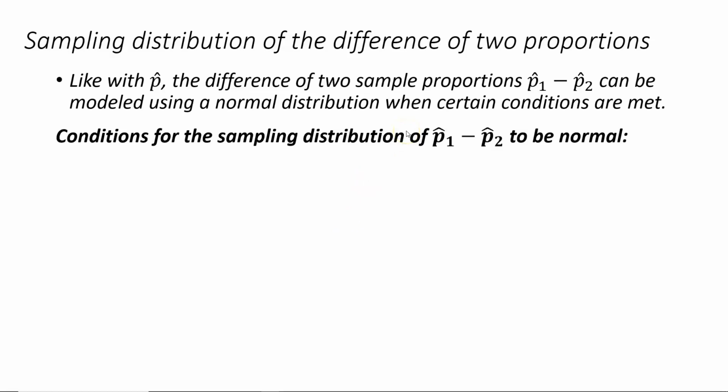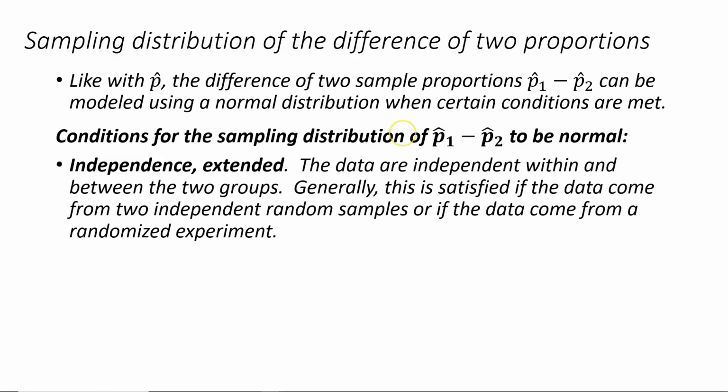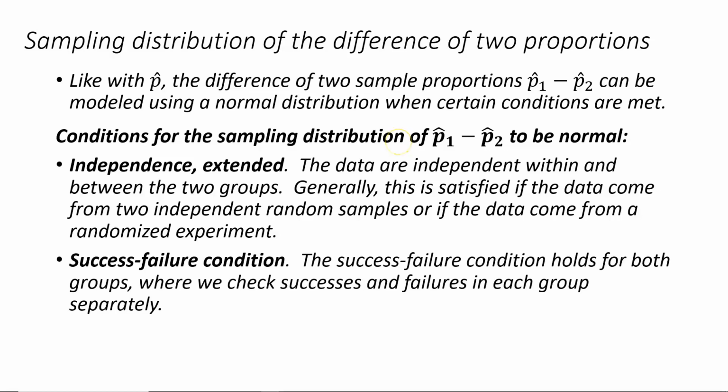So let's briefly discuss what those conditions are. First, we have what is called the independence extended condition. That condition is met when the data are independent within and between the two groups. Generally, that's satisfied if the data come from two independent random samples or if the data come from a randomized experiment. The second condition that we have to show is met is the success-failure condition. The success-failure condition must hold for both groups, where we check successes and failures in each group separately.